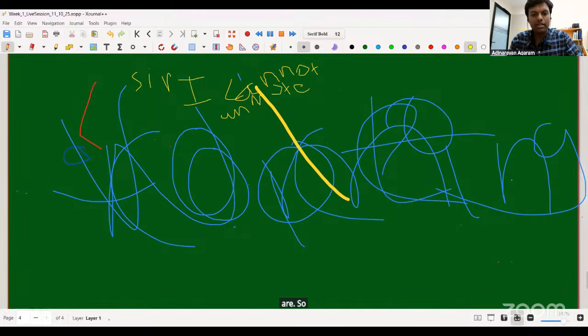So basically, say, one second, I'm trying to remove these annotations, and I don't know.